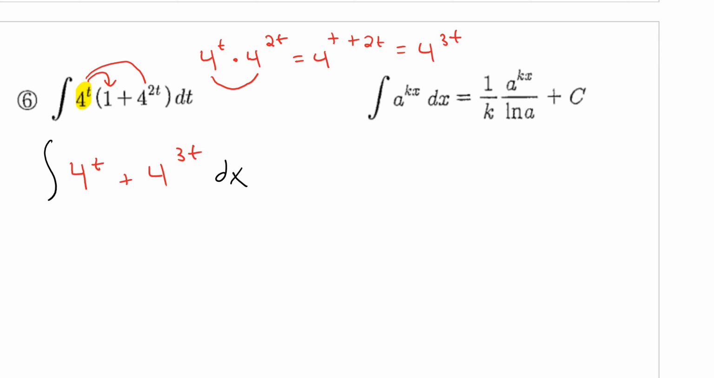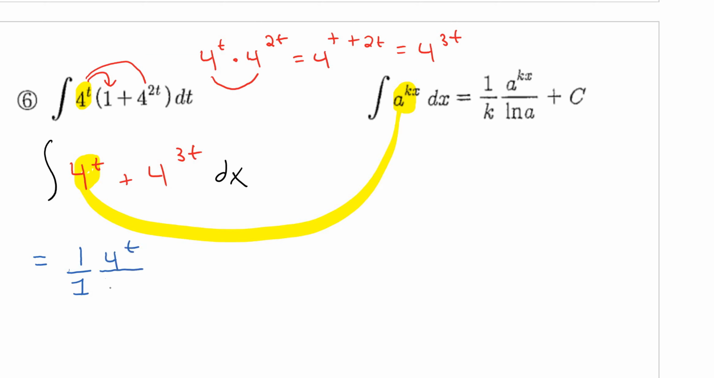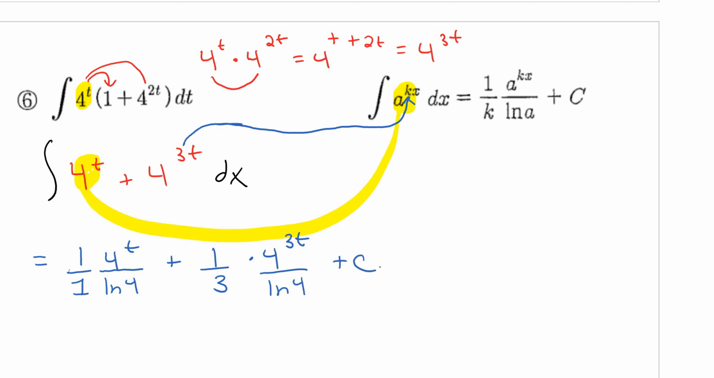So for this particular problem, if I line this up with the rule here, the k value here is going to be 1. So if I go ahead and find the antiderivative, it's going to be 1 over 1 because the k value is 1, times 4 to the t divided by ln 4 plus, and now the k value here is a little bit more obvious, it's going to be 3, so that's going to be 1 over 3 times 4 to the power of 3t divided by ln 4 plus c.